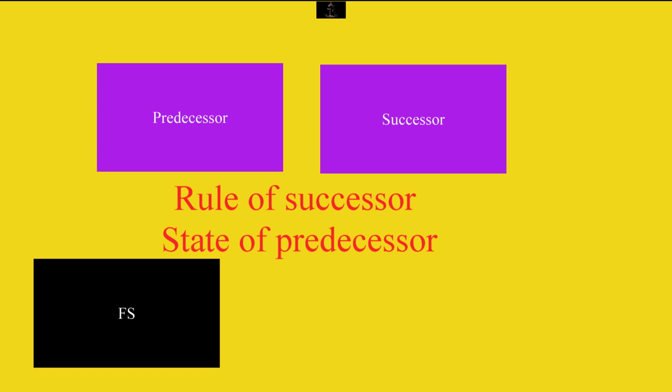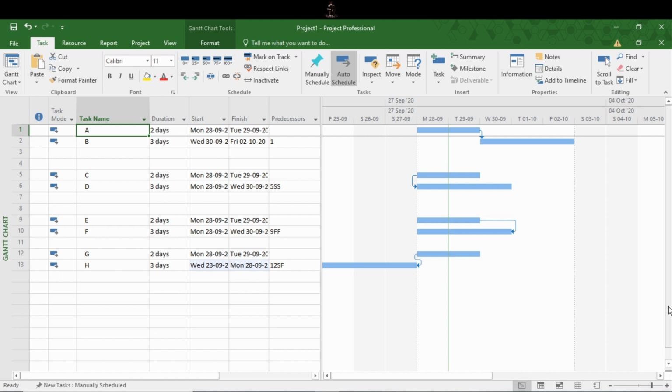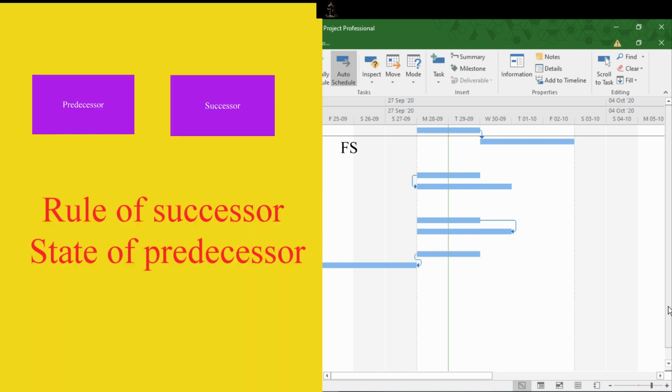Here, the first letter in the symbol indicates the state in which the activity is, and it relates to the predecessor. The second letter indicates the rule, and it relates to the successor. For example, in finish to start relationship, FS, successor activity cannot start until predecessor finishes.